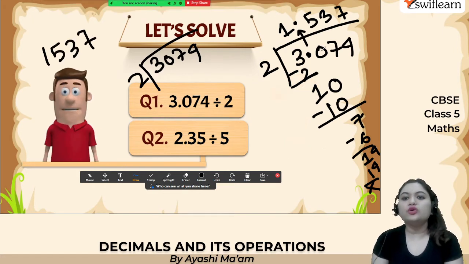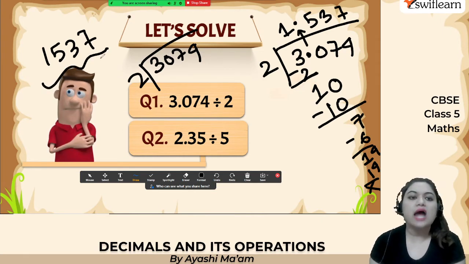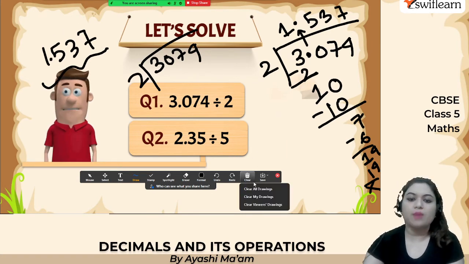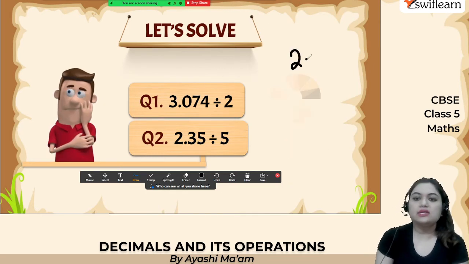And now what you can do is, in the dividend, after the decimal point we have 3 digits, right? So in this answer also, start counting 3 from the right hand side, 1 2 3, and put the decimal point over here. Then also you will get the same answer. So you can follow any method that you feel comfortable with. Next, let's do the next one.